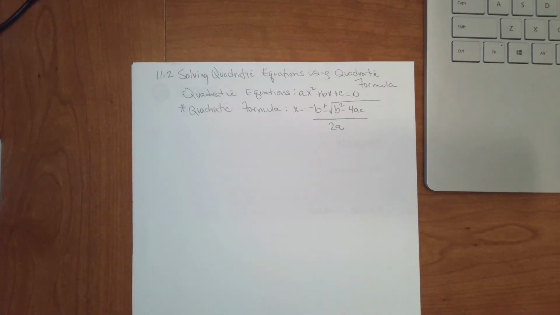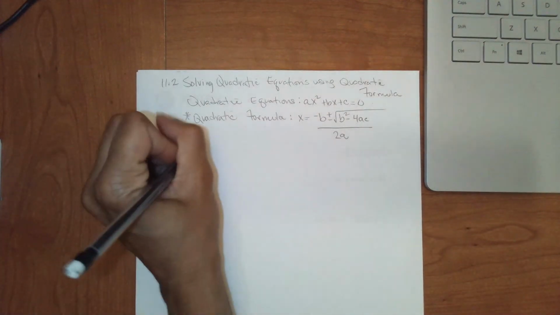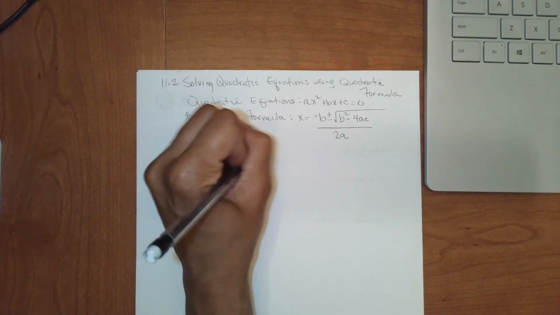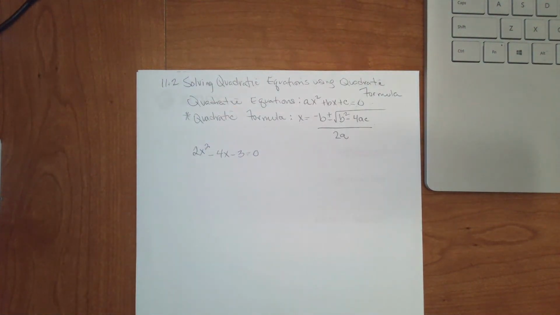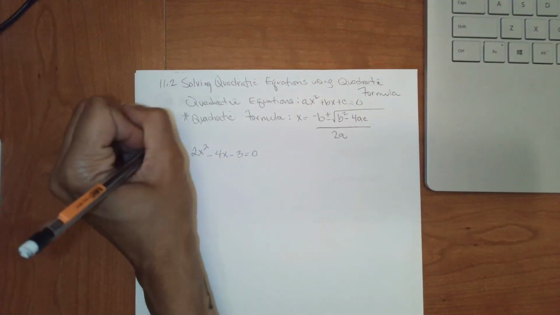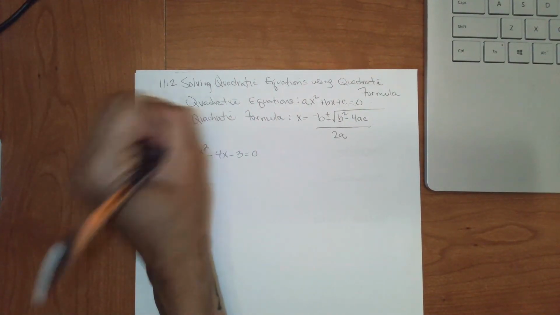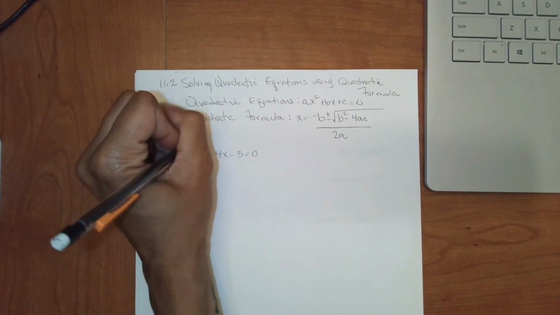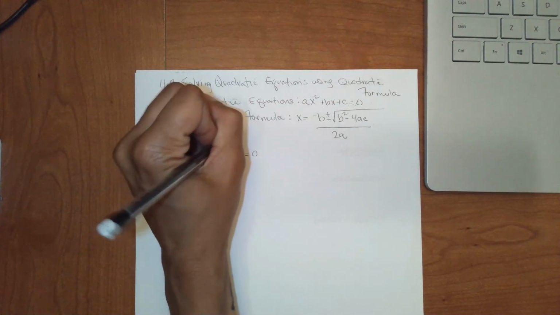So what we're doing here is, we solved quadratic equations by factoring. That's what we learned how to do in chapter 6. So what we want to do here is look at this equation that we have, 2x squared minus 4x minus 3 equals 0. Our directions are going to tell us to solve using the quadratic formula.